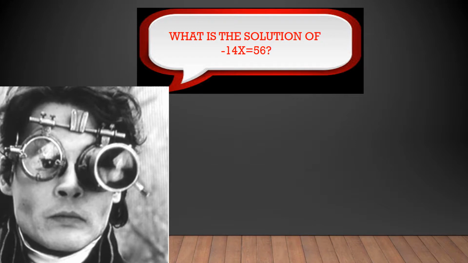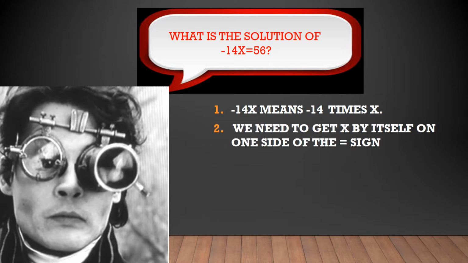Okay, let's look at a second example. All right, so we're going to look at what is the solution of negative 14x equals 56. So again, negative 14x really means negative 14 times x. And secondly, we need to get x by itself on one side of the equal sign. So we're going to end up with x equals some number like 15 or whatever it happens to be.